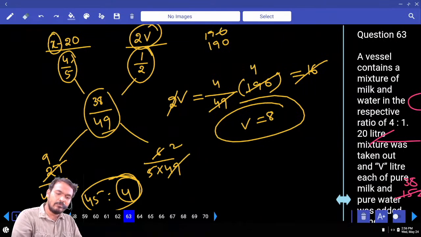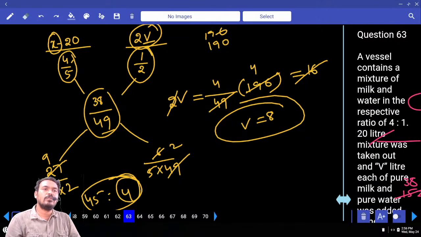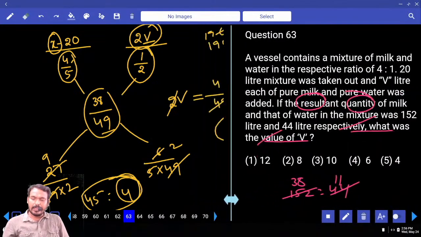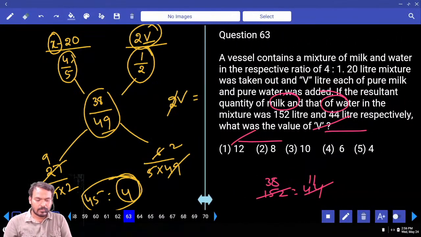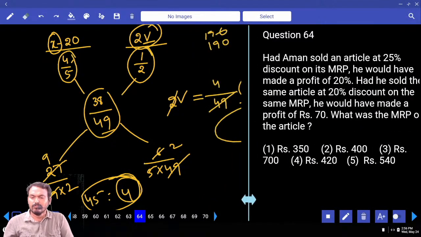X is unknown, V also unknown or not? 2 unknowns or only 1 unknown? 2 unknowns. What is the answer? 8 or 16? 8. Next is 64.